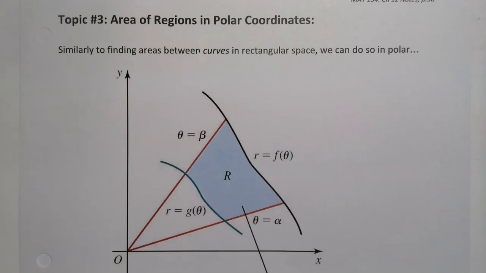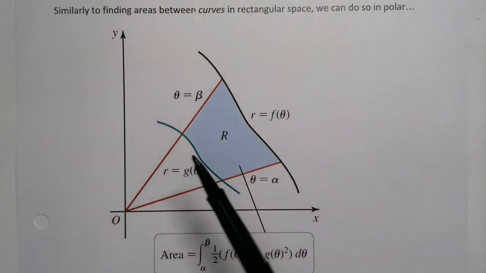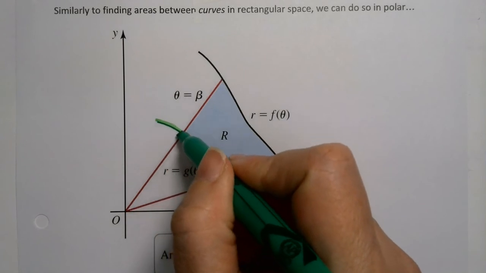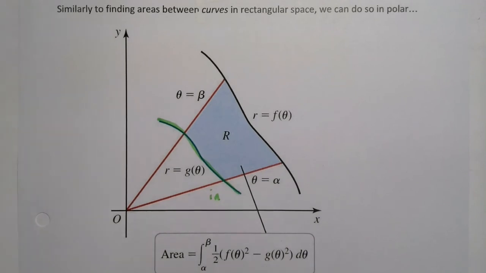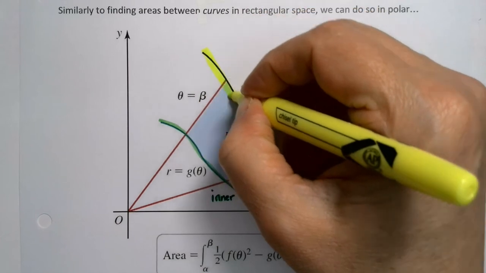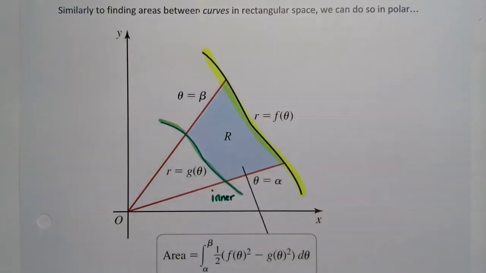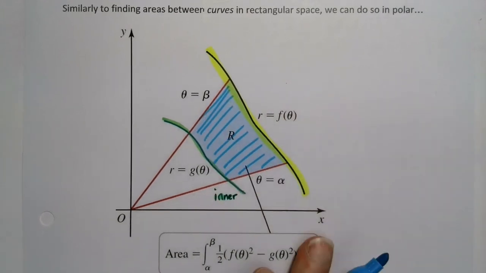So we know how to find the area between two curves in rectangular space, and we know how to find the area between a curve and the pole in polar space. So we can put those together and find the area between two polar curves, right? So we have an inner curve right here. So that's the inner curve. And then we have an outer curve out on the outside right here. And so the area between them is this region right here, and I want to find that area.